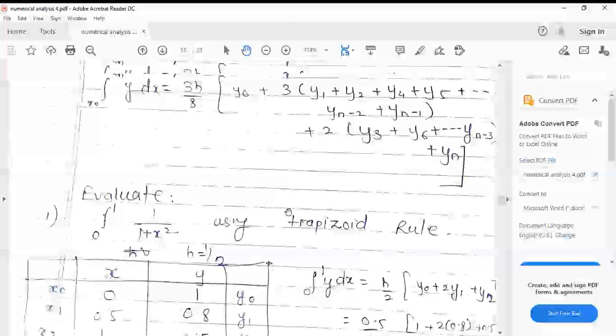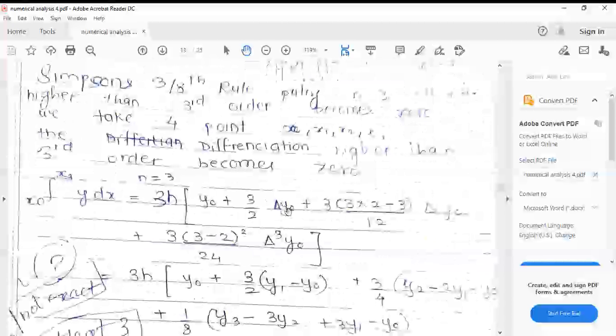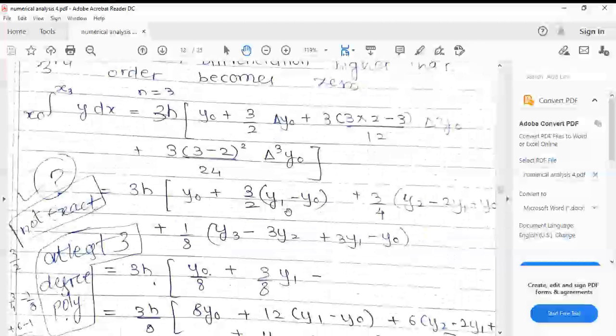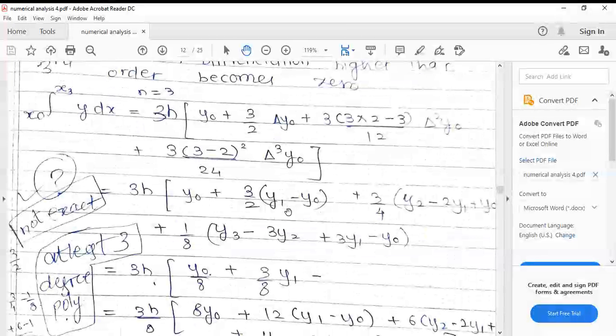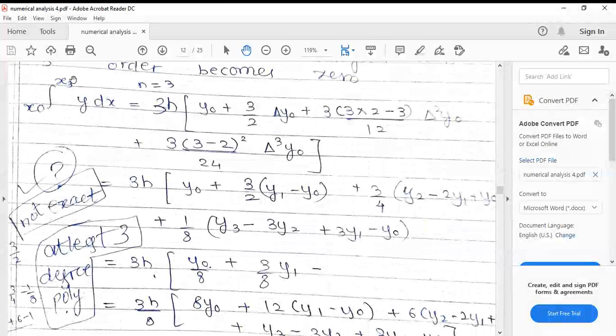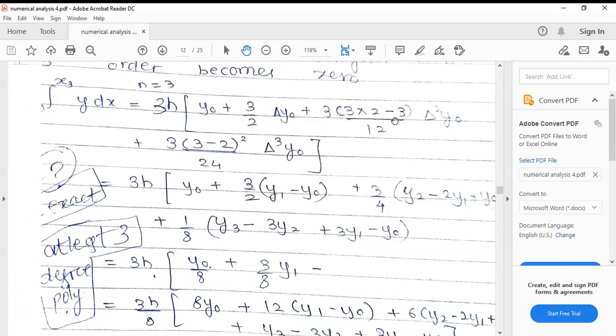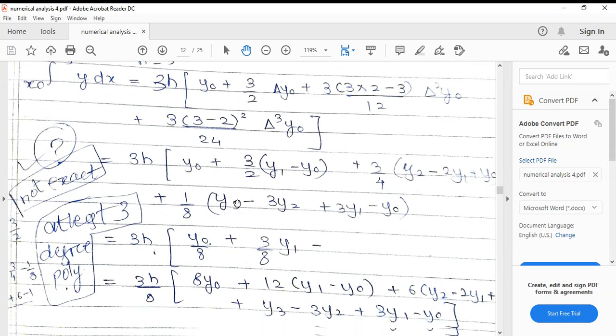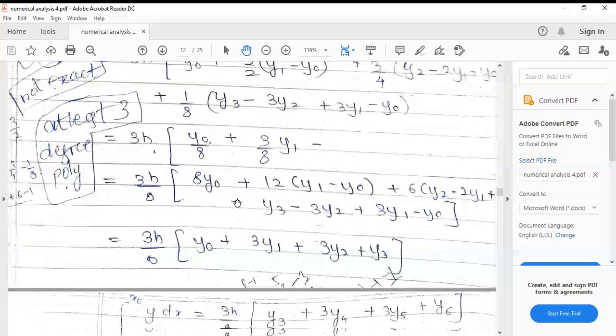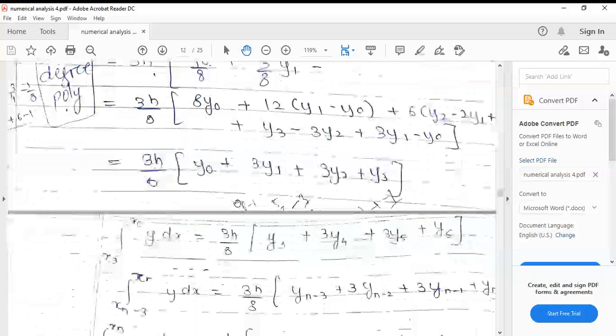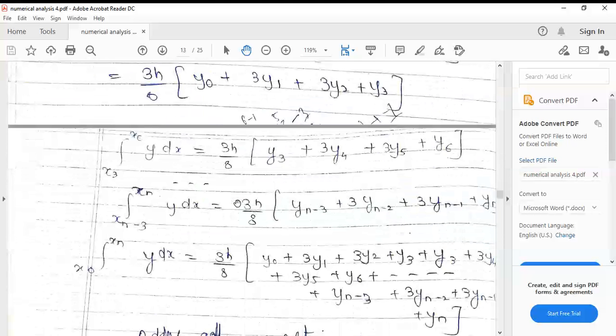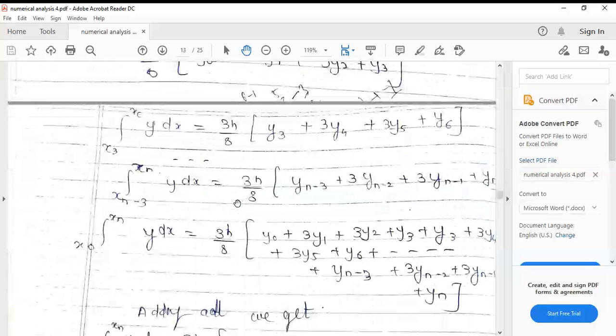Similarly, we can find Simpson's 3/8 rule. In Simpson's 3/8 rule, put n equal to 3, that is, wherever you have n, put n equal to 3. If you put n equal to 3, it will be 3h times (y naught plus 3 by 2 delta y naught plus 3 into (3 by 3 into 2 minus 3) divided by 12 delta square y naught and so on). After doing these calculations, we get the result 3h by 8 times (y naught plus 3 y1 plus 3 y2 plus y3).